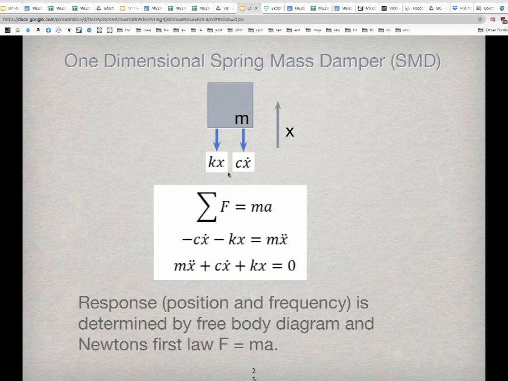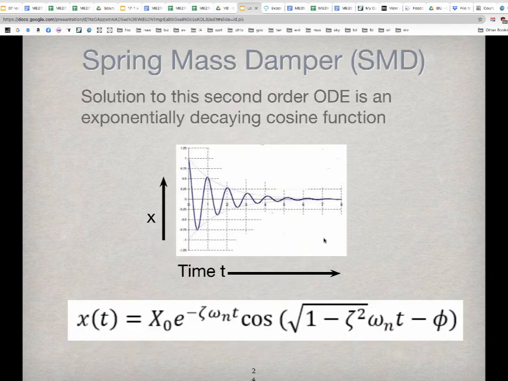And here is the equation. This is Newton's equation, of course. So we come up with this second-order differential equation here. And the solution to this is given here. You don't need to know this, but it is basically a decaying cosine wave.